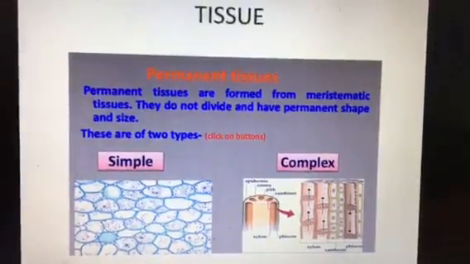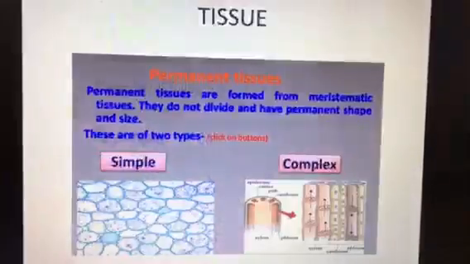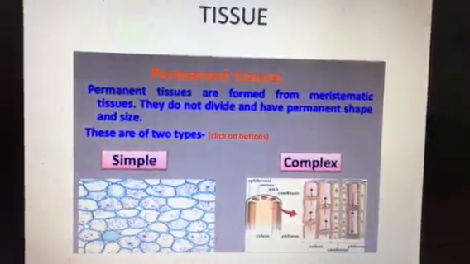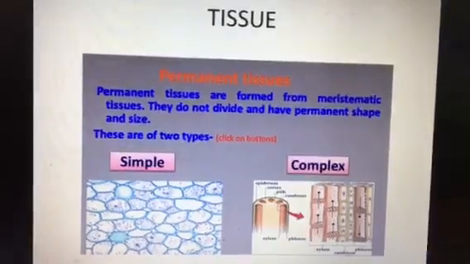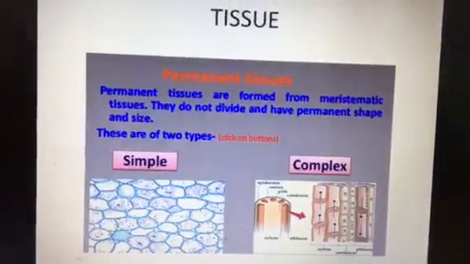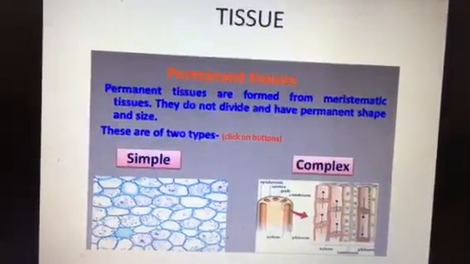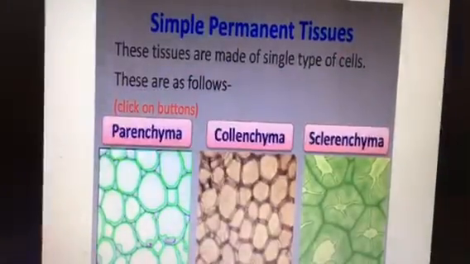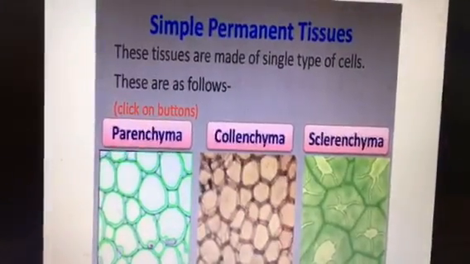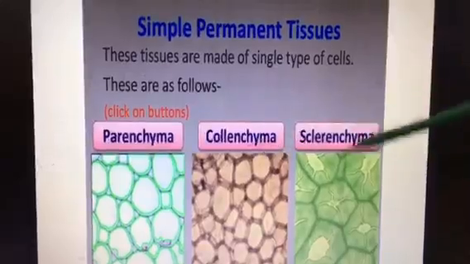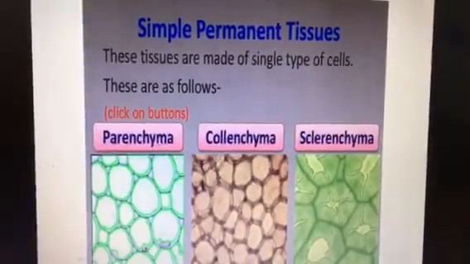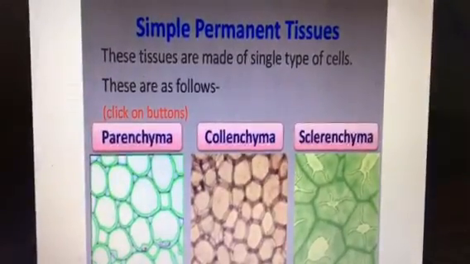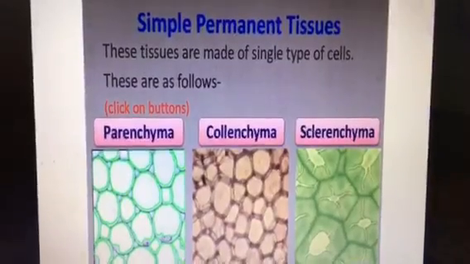Simple permanent tissue is composed of only one type of cells. Here the cells are similar in structure and function. It is divided again. It is of three types, that is parenchyma, collenchyma and sclerenchyma. Parenchyma, these cells are isodiametric.